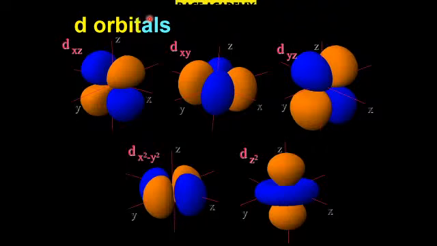Next, moving on to the d orbitals. There are 5 of them: dxz, dxy, dyz, dx square minus y square, and dz square. The first 3 have 4 lobes. The blue coloration and orange coloration are shown here. These come under degenerate orbitals. The first 3 come under one set, and the next 2 come under another set.